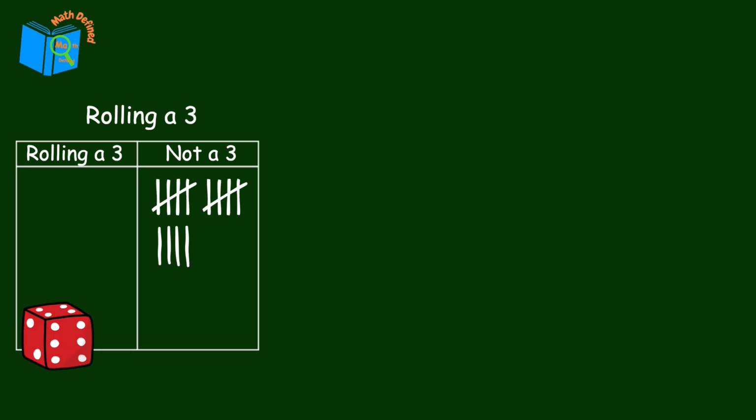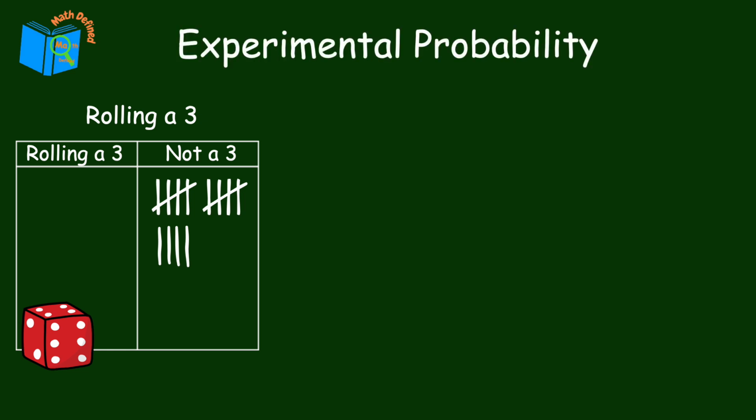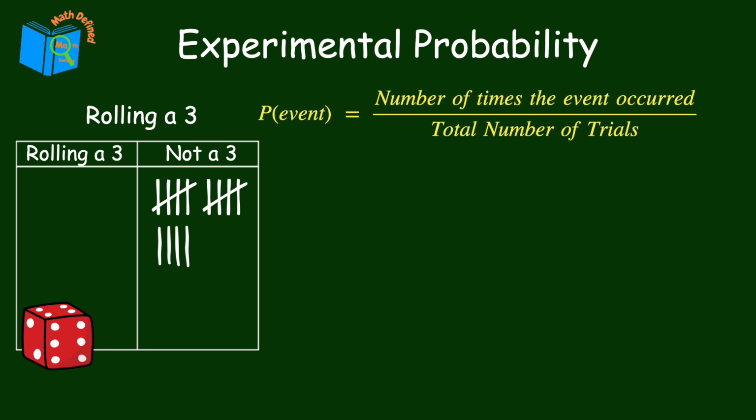While theoretical probability is based on what should happen, experimental probability is based on what actually happened in a real situation or experiment. Here's the formula we use for the experimental probability, where P of the event, or what we want to happen, is equal to the number of times the event occurred divided by the total number of trials, or number of tries. This type of probability is based on the data that is collected for a specific event.